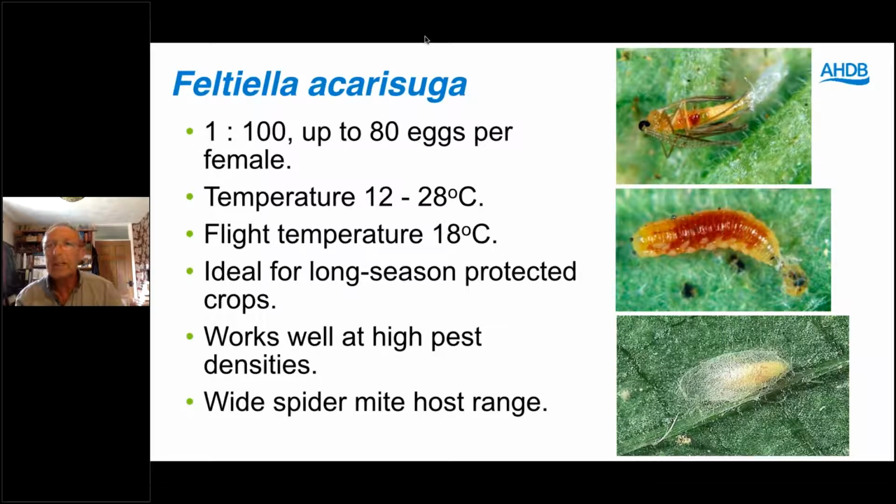So again, very wide host range. It will take out other spider mite species as opposed to just Tetranychus urticae. This will do Panonychus, will do the whole lot. So external, indoors, outdoors, protected, non-protected, any situation, Feltiella is around. It's a very useful predator. They're not cheap, but they are very useful.